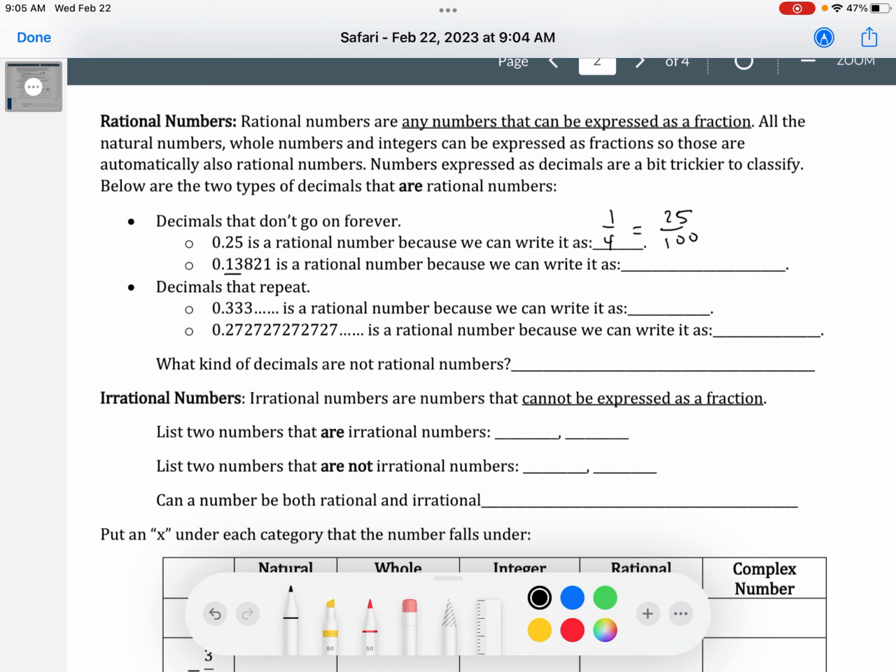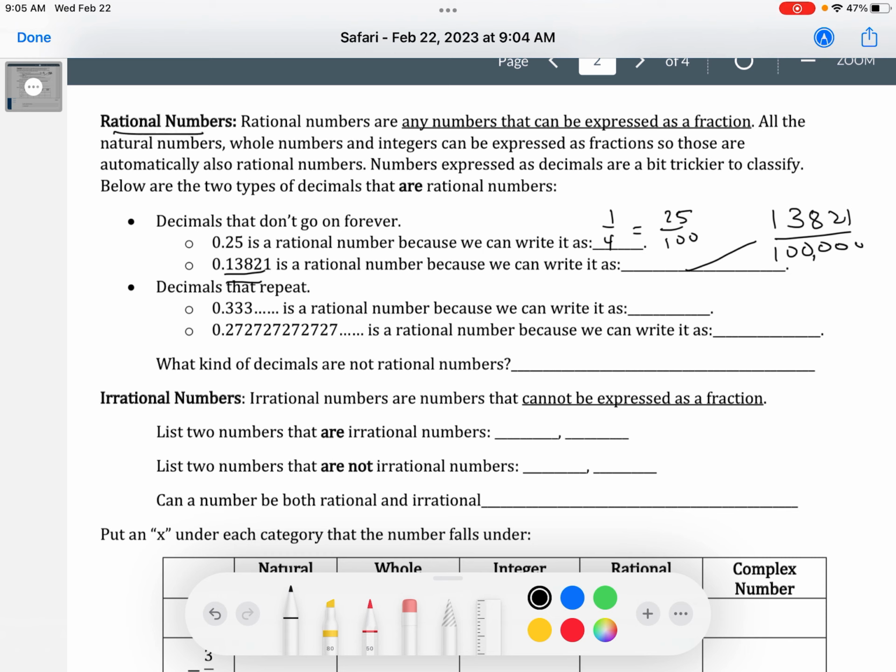Now this random collection of numbers is also a rational number because it ends. Because it ends, I can write this as 13,821 over 100,000. So 13,821 100,000ths is the same thing as that decimal. So if a decimal stops, then it is a rational number.